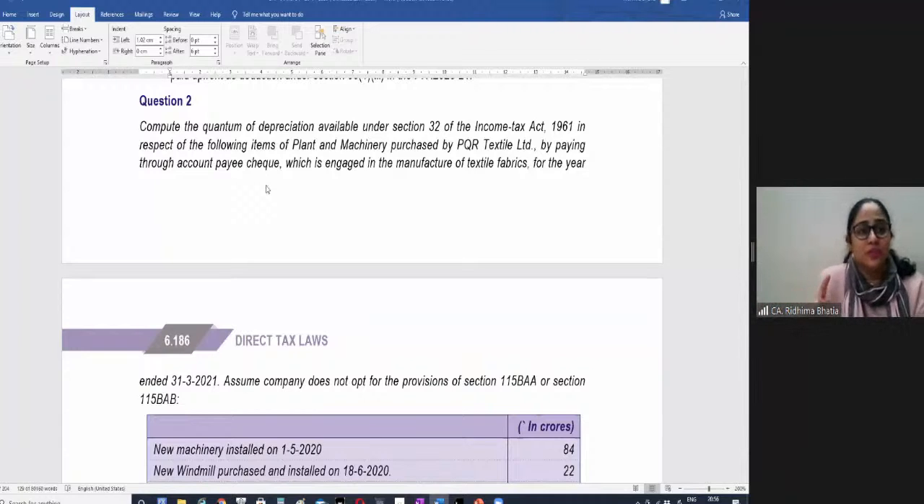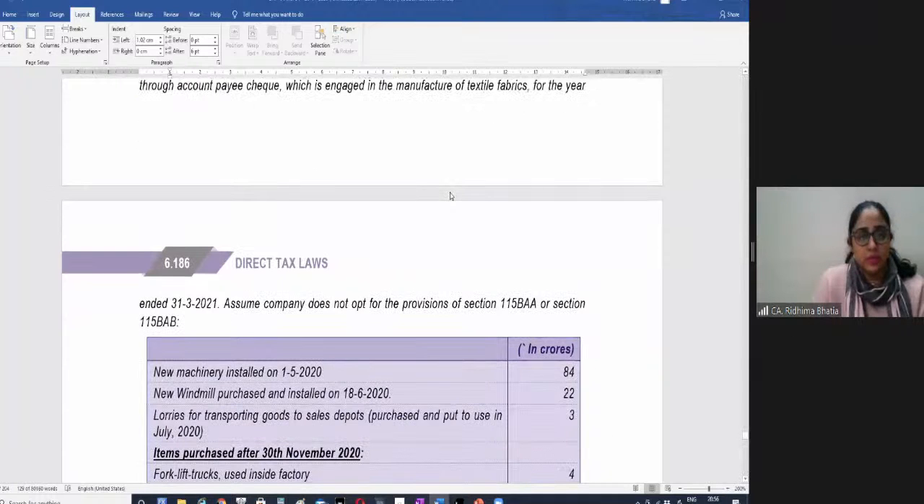Just in case, students, if account payee cheque is not written, you will write the assumption that we are assuming that everything is paid through account payee cheque. Otherwise, your whole answer will not hold good. It is engaged in manufacturing of textile fabrics. Assume the company does not opt for 115BAA and 115BAB.